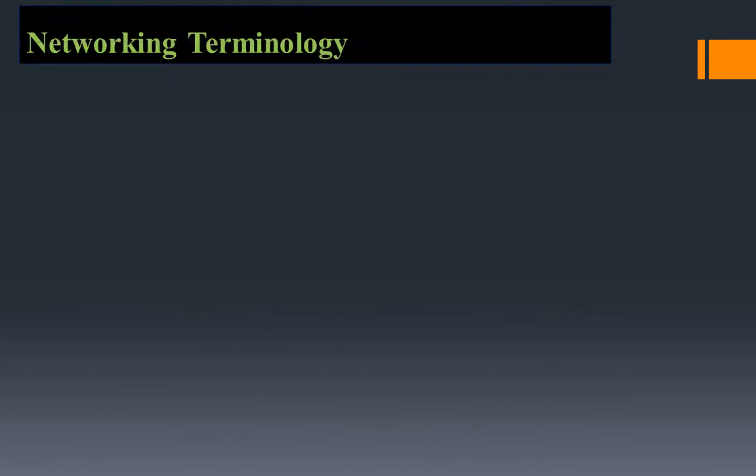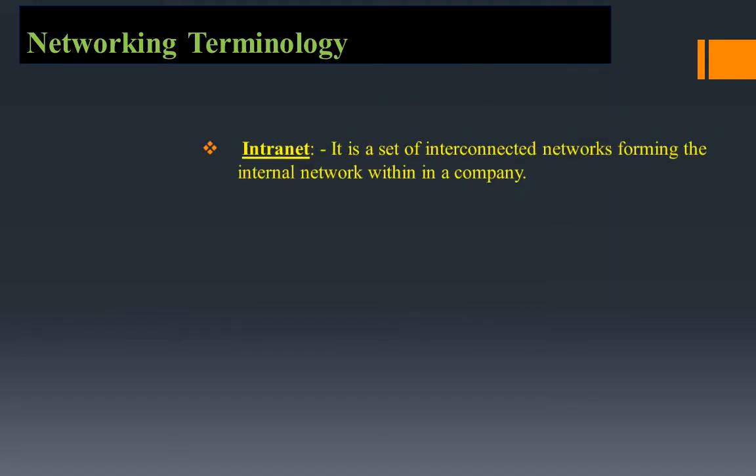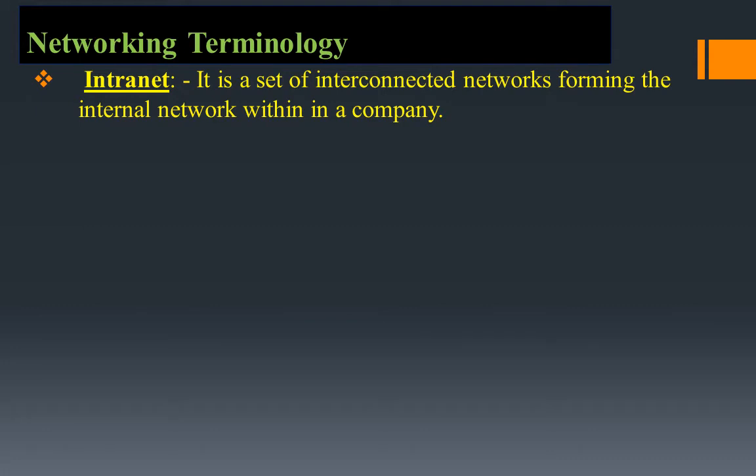Then next is networking terminology. We always use some words in networking, but we don't know their meaning. Today we will discuss some of them. First is intranet. It is a set of interconnected networks forming the internal network within a company. For example, the people of Indian Railways are connected to a network which cannot be accessed by someone outside the network.